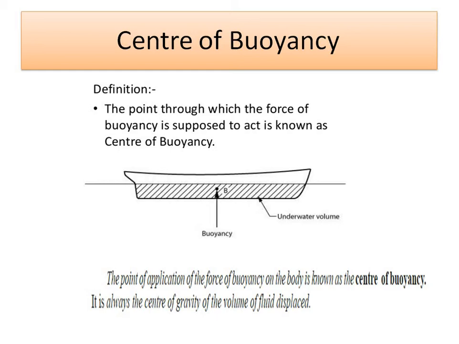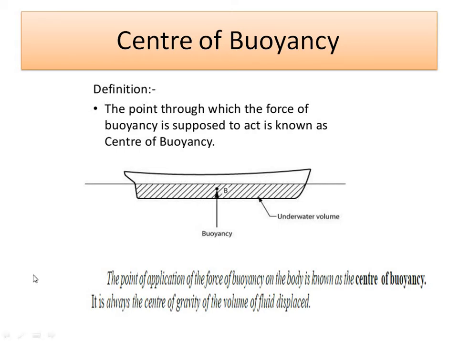Now, what is meant by center of buoyancy? The point through which the force of buoyancy is supposed to act is known as center of buoyancy. Suppose this is the boat floating over the water, and this is the submerged area inside the liquid, and this is the center of gravity of this particular area, CG. Then the center of buoyancy is nothing but the CG of this submerged portion.